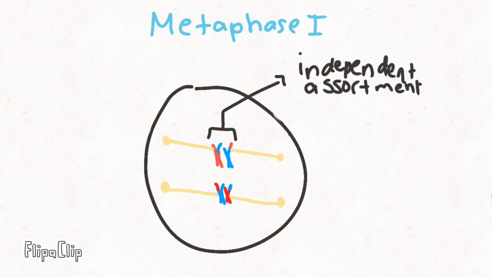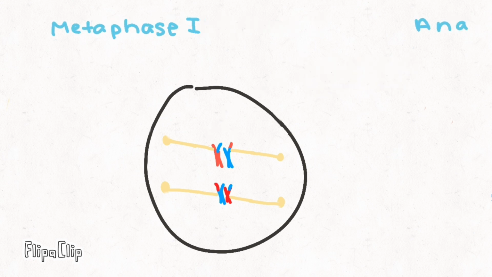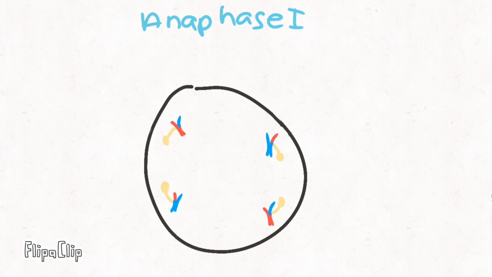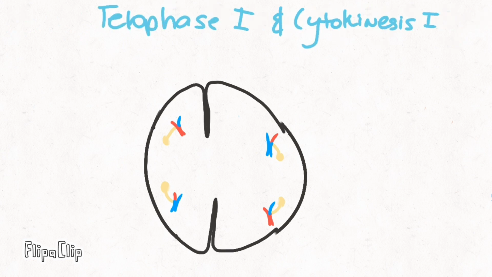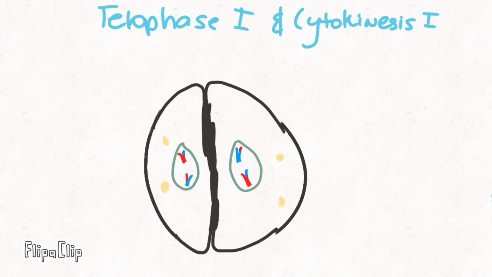The next phase is anaphase 1. In anaphase 1, spindle fibers pull homologous chromosome pairs to opposite ends of the cell. The cell elongates as kinetochores shorten and non-kinetochores lengthen. In telophase and cytokinesis 1, the cleavage furrow divides the cell into 2 daughter cells.